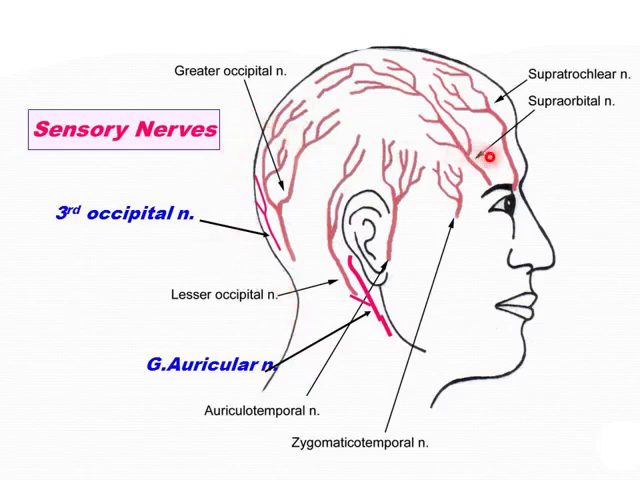So we've got at the front supraorbital and supratrochlear. At the sides, we've got zygomaticotemporal, auriculotemporal, and great auricular. At the back, we've got the lesser occipital, third occipital, and the greater occipital. They are all sensory nerves, as we've earlier mentioned, while the motor nerve supply to the scalp area is from the facial nerve, either the frontal belly or the occipital belly.